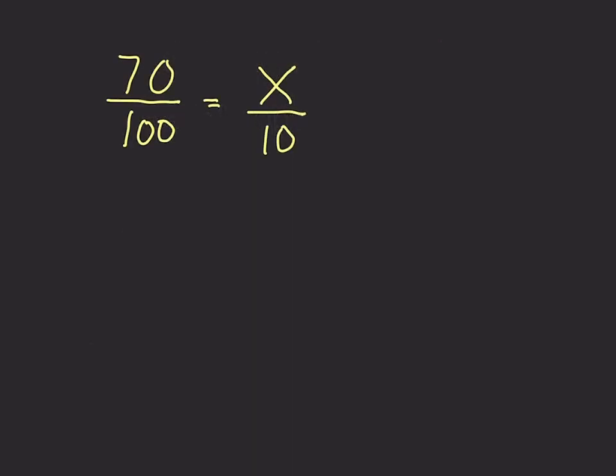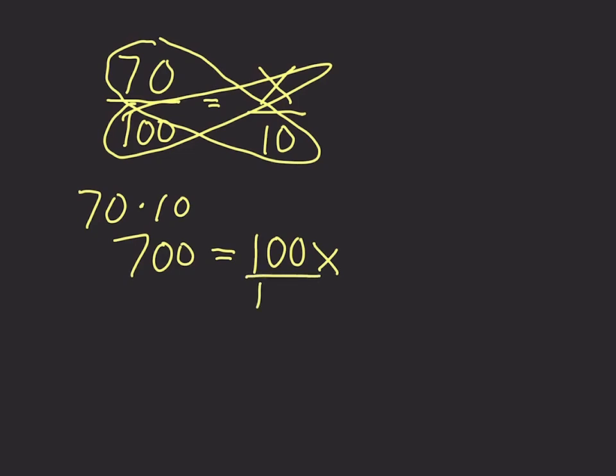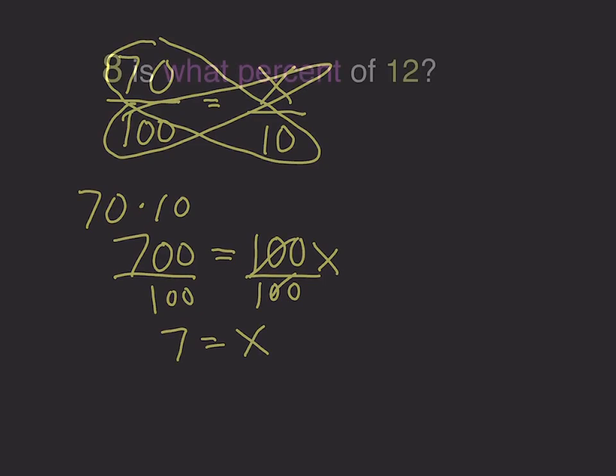To solve this proportion, we're going to do the cross multiplying we learned about earlier. We're going to multiply the 70 times that 10. Then I write the equal sign. Then we do 100 times the x, so 100x. Then to solve for the x, dividing both sides by 100, you get over here 700 divided by 100 is 7, and then the 100 divided by 100 cancels. x is 7.